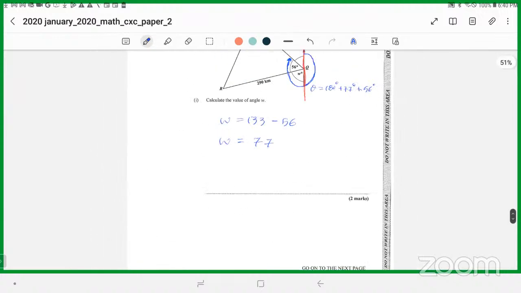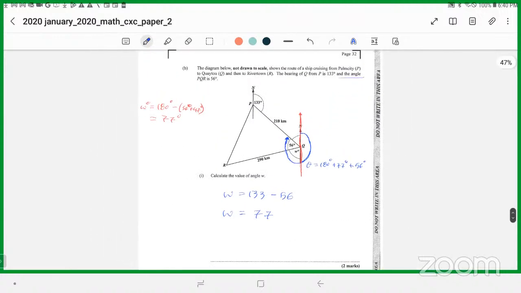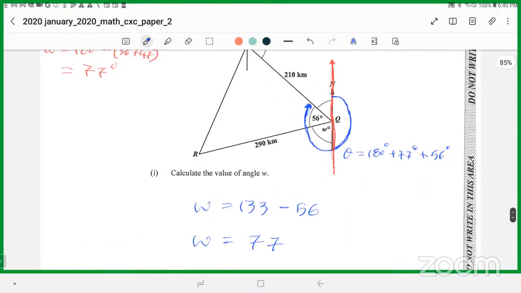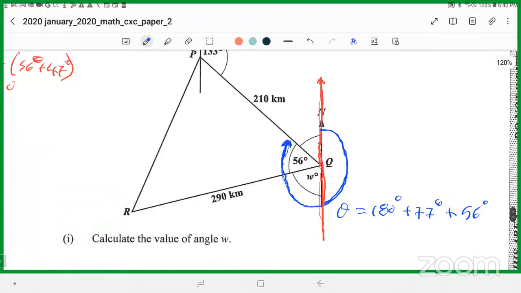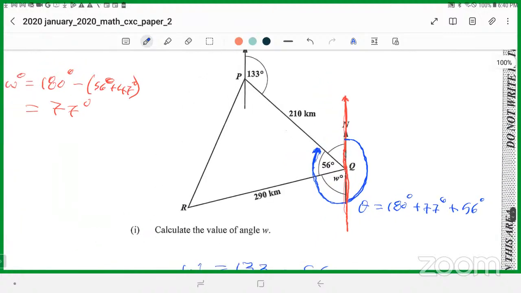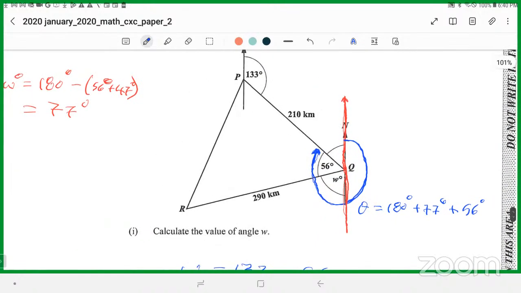All right, I'm going to show you another way. One math equals better maths. Let me show you another way you could have gotten it. All right, let's leave that. That's the angle that we want.